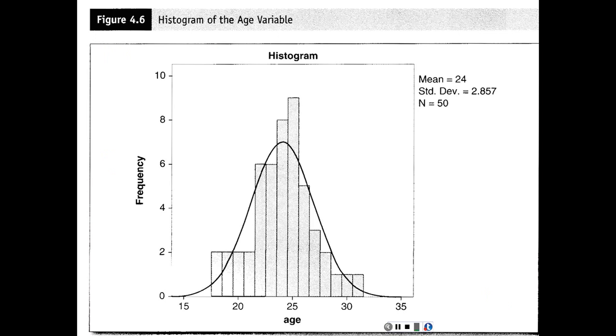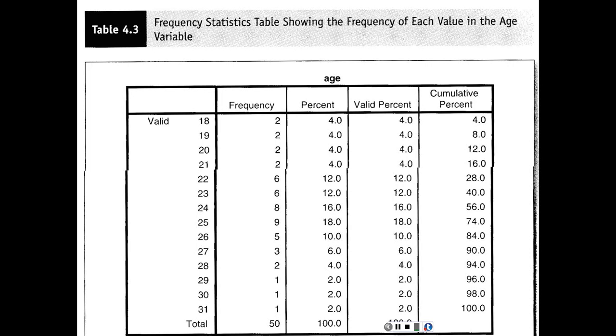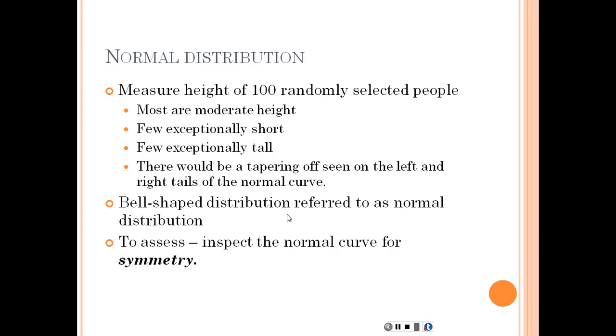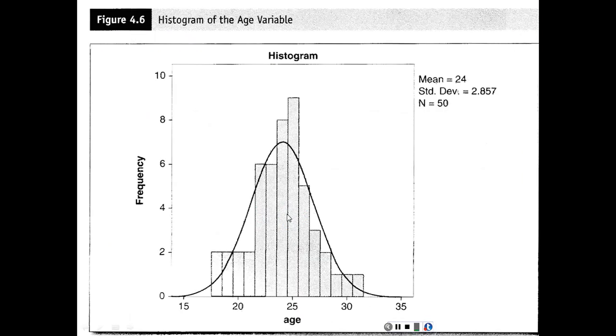So notice here is a picture of a histogram, and this is actually a picture of the data that is here. So notice we have age. We're looking at age, and we're looking at the frequency of age. So we're looking at, for example, how many 18-year-olds are in this data set? We have 2. How many 19-year-olds in this data set? We have 2.